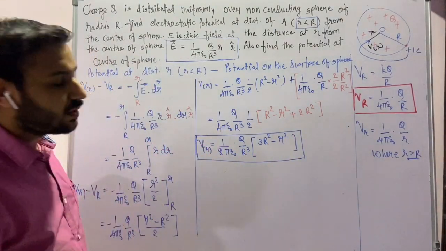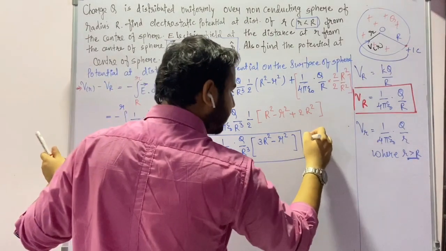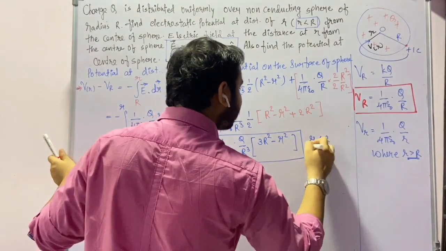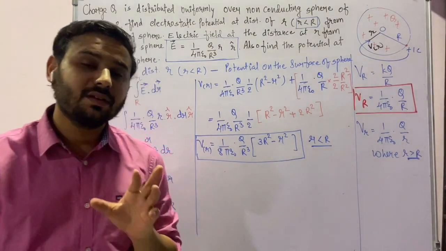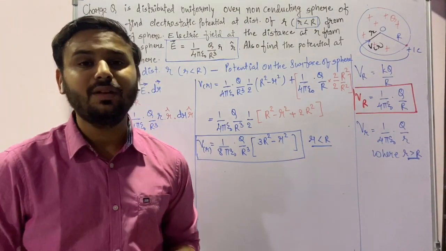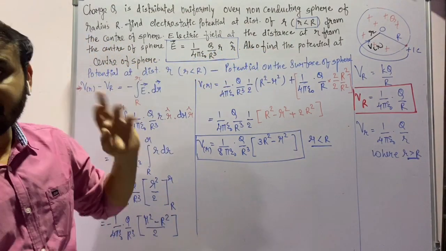This is the answer of electrostatic potential at a point which is situated inside the solid sphere, for small r less than capital R. You should remember this answer directly. MCQ માં એનો યુઝ થઈ શકે છે. Also find potential at the center of sphere.